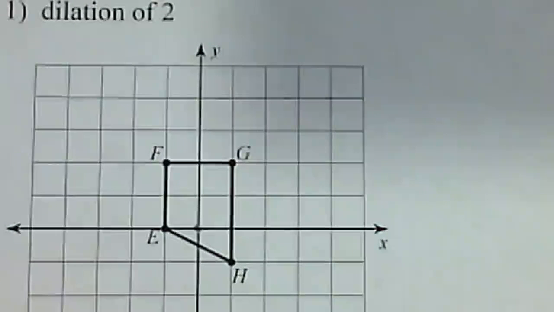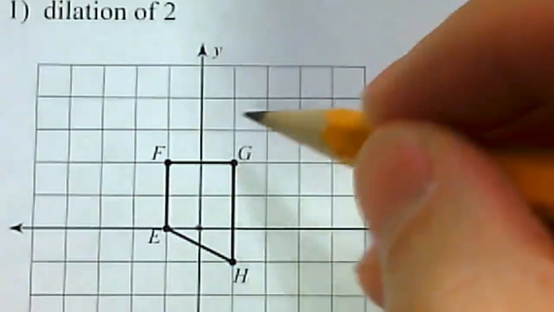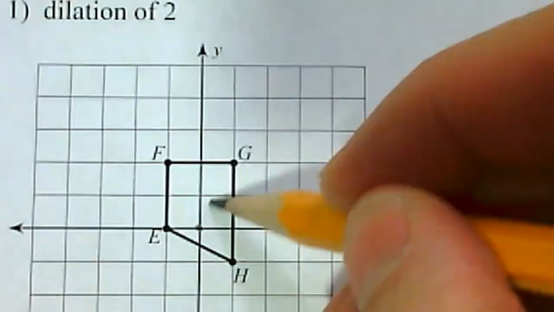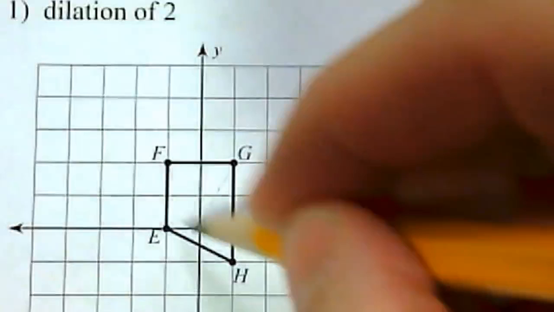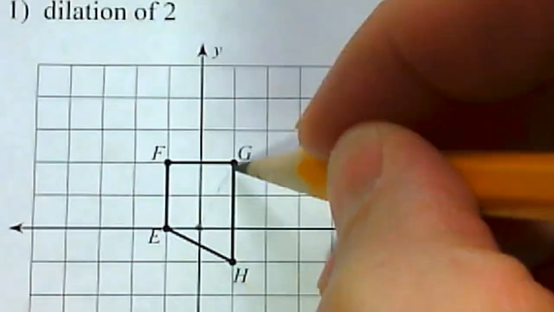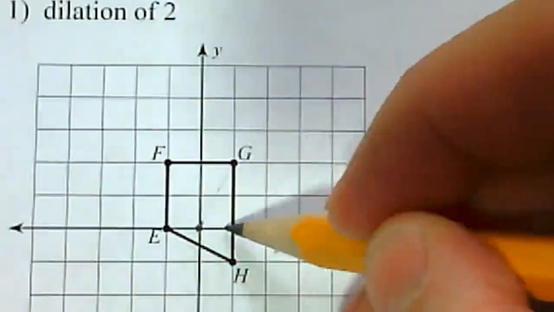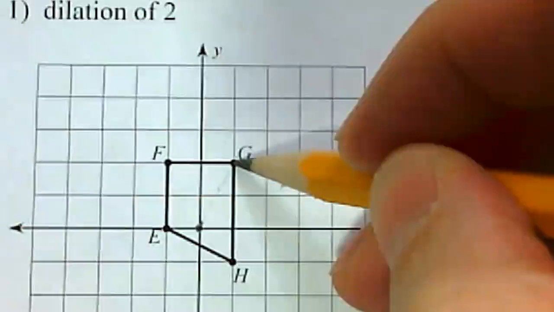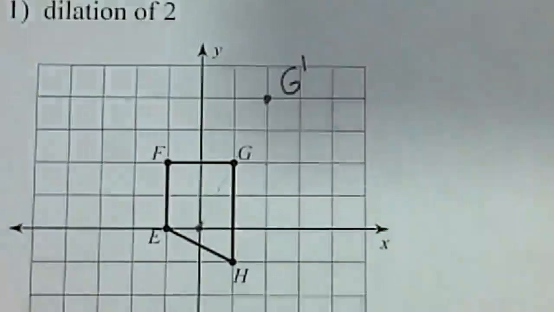All right, a couple different ways to envision this, and probably the simplest way is to just say, well, look, here's my center, here's point G. G needs to move twice as far away from the center as it is right now. I can use my grid to count where G is in relationship to the center. So it's over 1 and up 2. To double that distance, I'm going to go over 1 and up 2 again. All right, and there's my new point G.